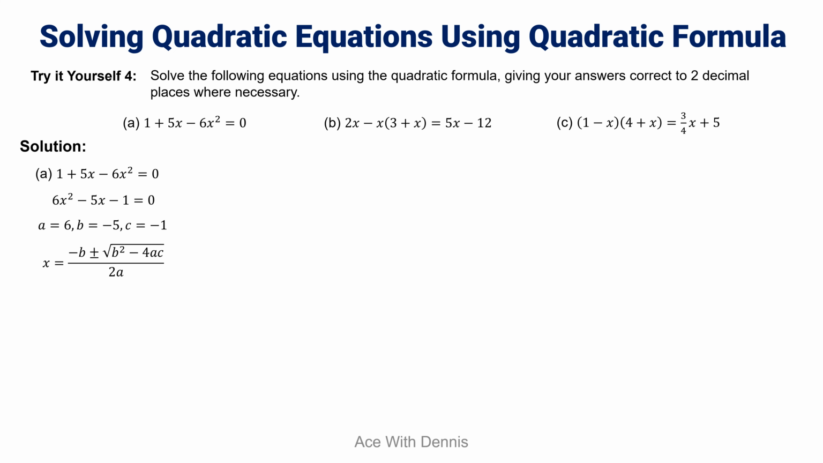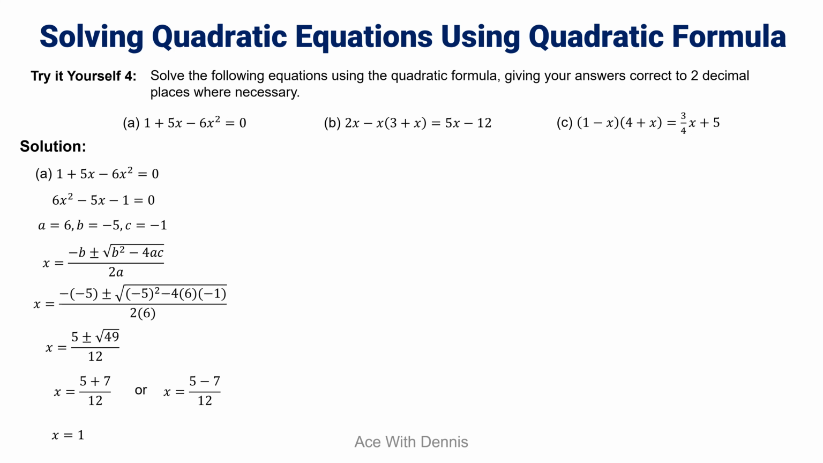Then I apply the formula x = (-b ± √(b² - 4ac))/2a. Then substitute the values, I will get x = (-(-5) ± √((-5)² - 4 × 6 × -1))/(2 × 6). Calculate the value, I will get x = (5 ± √49)/12. Then calculate separately. The first answer, x = (5 + 7)/12. Or the second answer, x = (5 - 7)/12, which is x = 1 or x = -1/6.